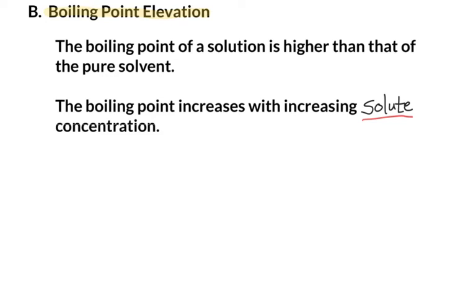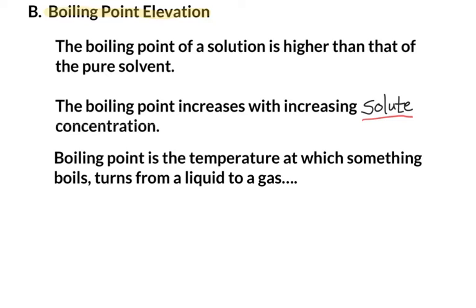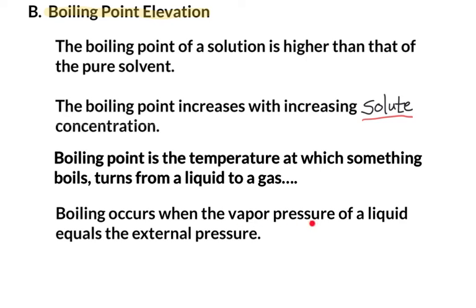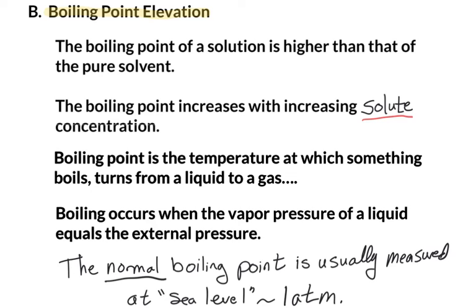Well, to understand this, we first need to review what the boiling point is. So boiling point is the temperature at which a solution or solvent boils. And we know that boiling occurs when the vapor pressure of the liquid is equal to the external pressure. That's the pressure pushing down. When we talk about the normal boiling point of anything, we're generally talking about something at 1 atmosphere. So we're looking at sea level, because the boiling point does change with elevation. That means we're going to have approximately 1 atmosphere of pressure pushing down.